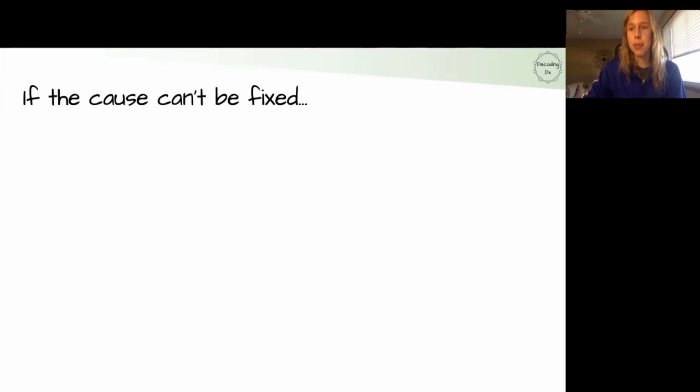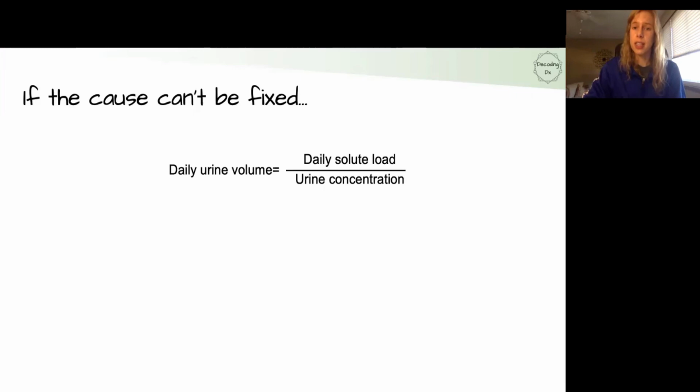Lastly, if the cause can't be fixed, let's say this is a patient with a paraneoplastic SIADH and we're not able to fix that situation. We come back to the equation of daily urine volume being the daily solute load over the urine concentration. So let's say their daily urine max is like 1 liter, and that's just too restrictive for this patient. They just can't have a good quality of life with that. What's a way that we can increase that? Well, we can increase their daily solute load, or we can decrease their urinary concentration.